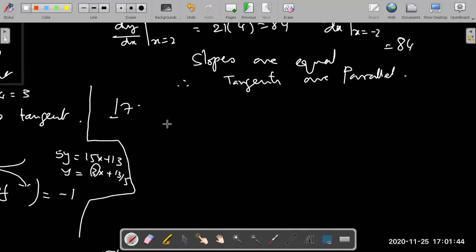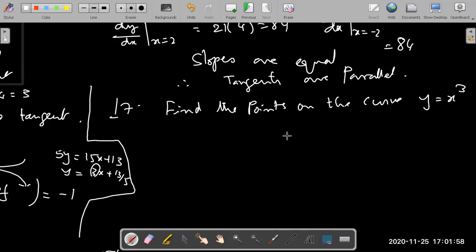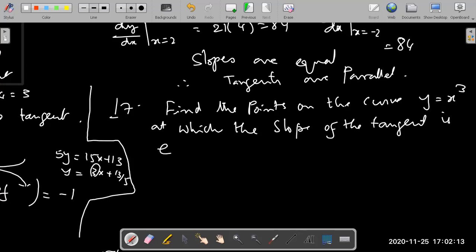Question number 17. Find the points on the curve y is equal to x cube at which the slope of the tangent is equal to the y-coordinate of the point.